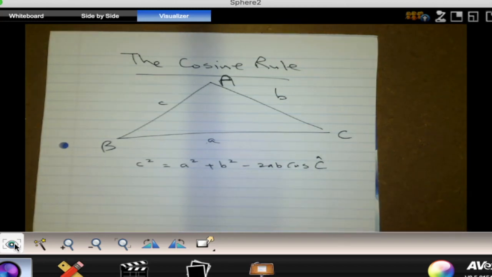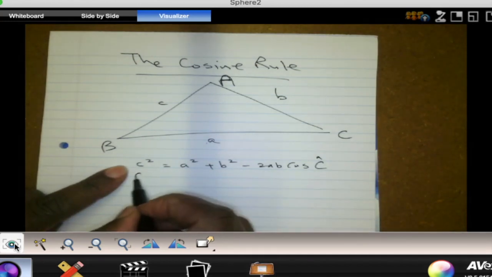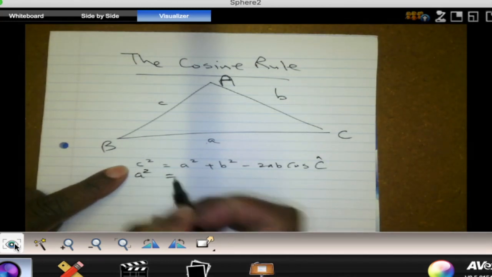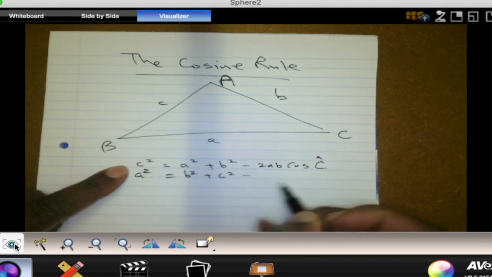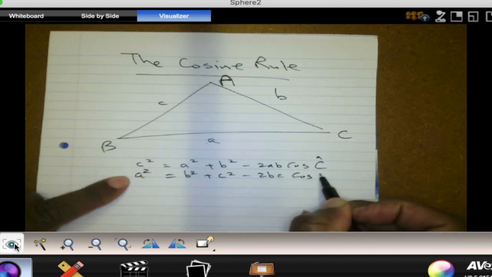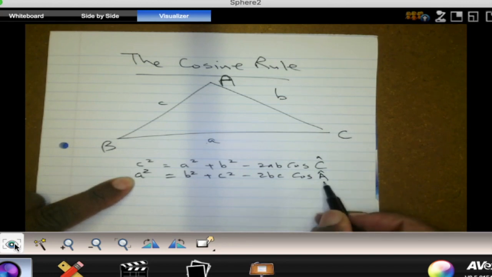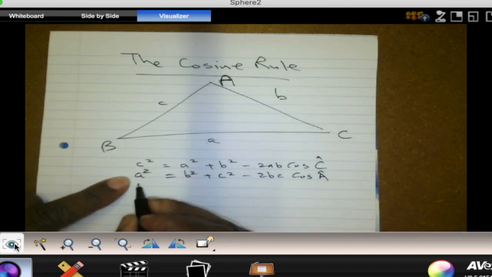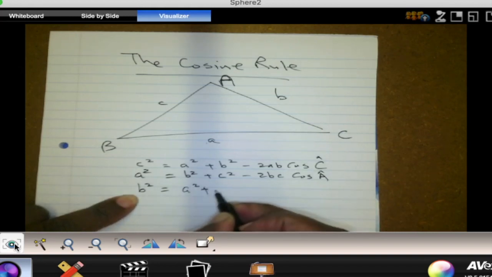Right, and you can write it in many different forms. I started here with c squared. If I want to start with a squared, then I know that my answer will be a squared equals b squared plus c squared minus 2bc cosine of angle A. So it's a squared here, so it will be cosine of A there. Then if I want to start with b squared, then it will be a squared plus c squared.